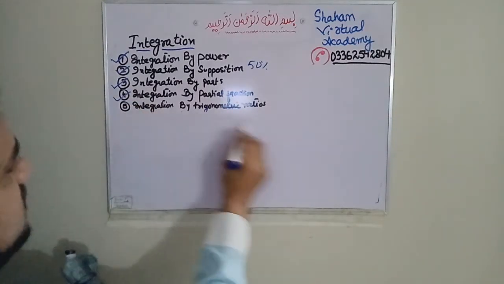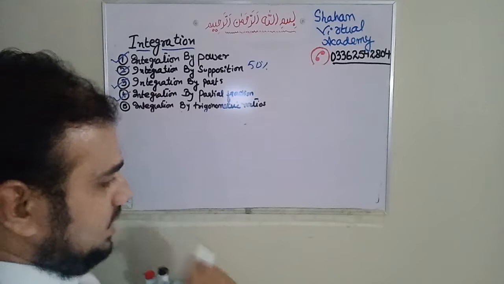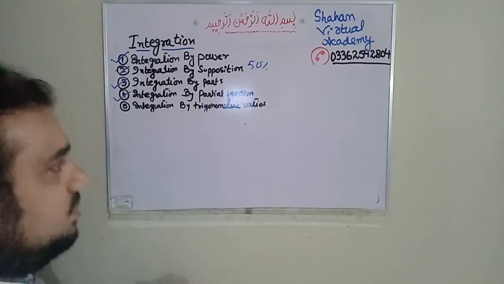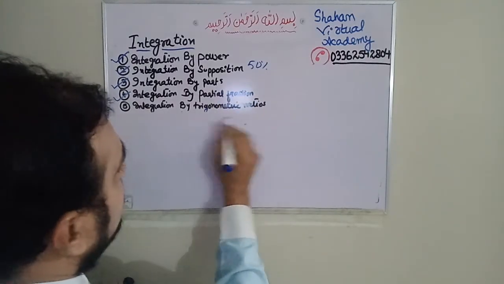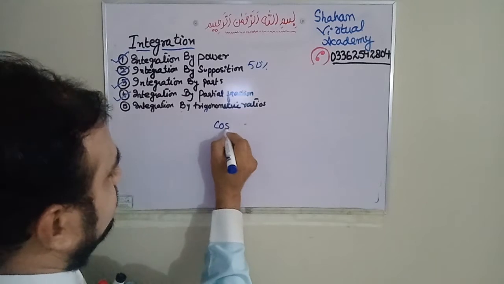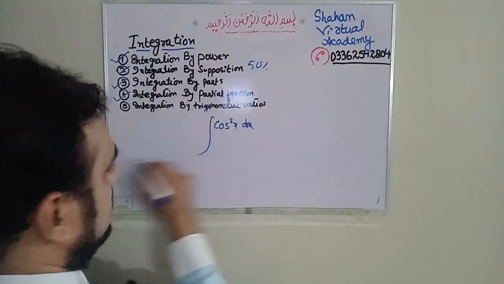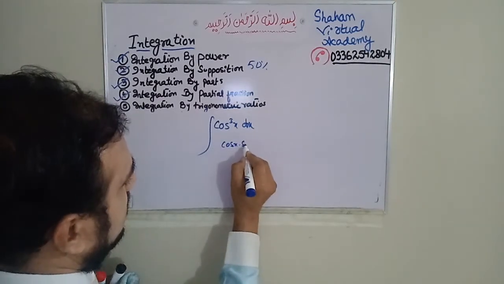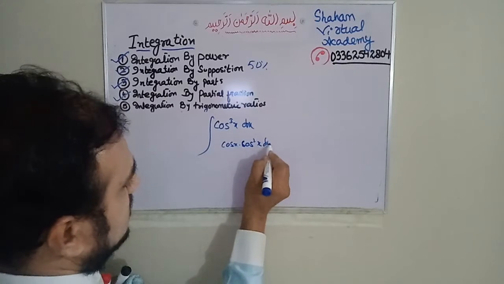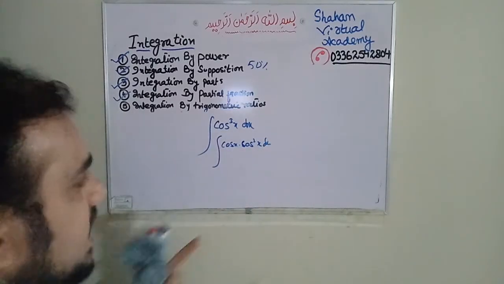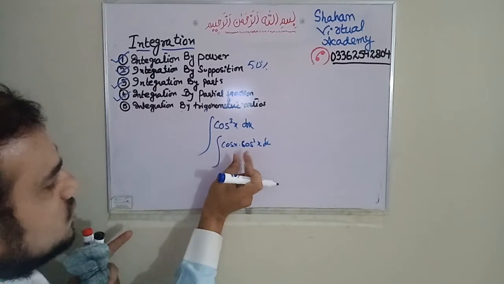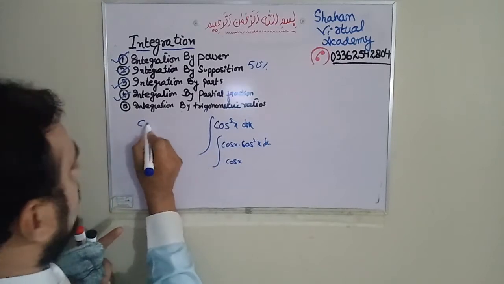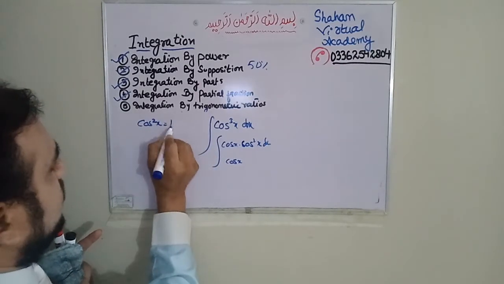So integration by trigonometric ratios. In these trigonometric ratios we again apply the supposition method. Let's suppose cos 3x dx. So you can do that by cos x times cos square x dx. You have to manage how we can break the values so we can find that. So if you know the value, cos square x is simply equal to 1 minus sine square x.